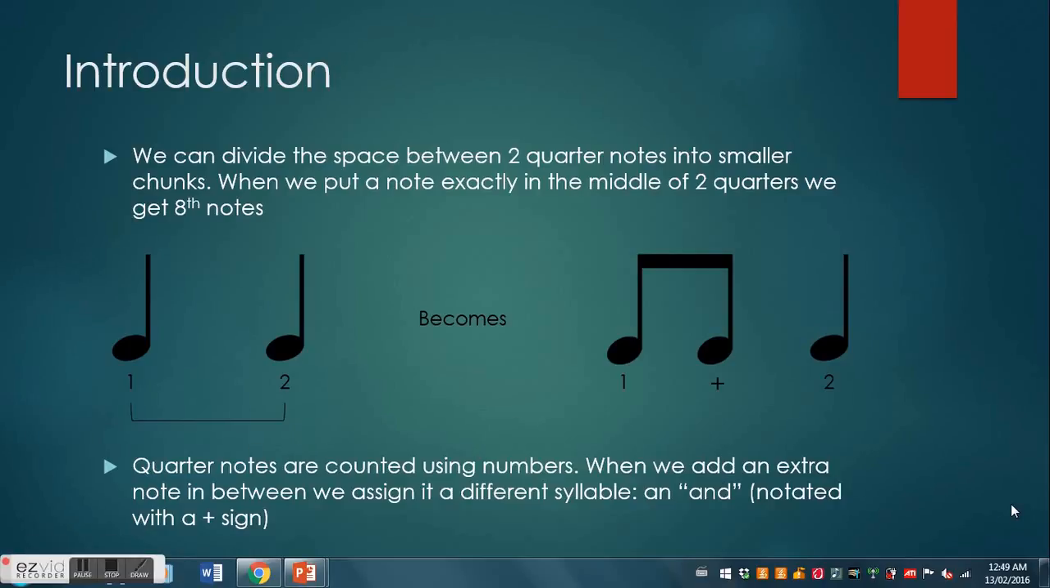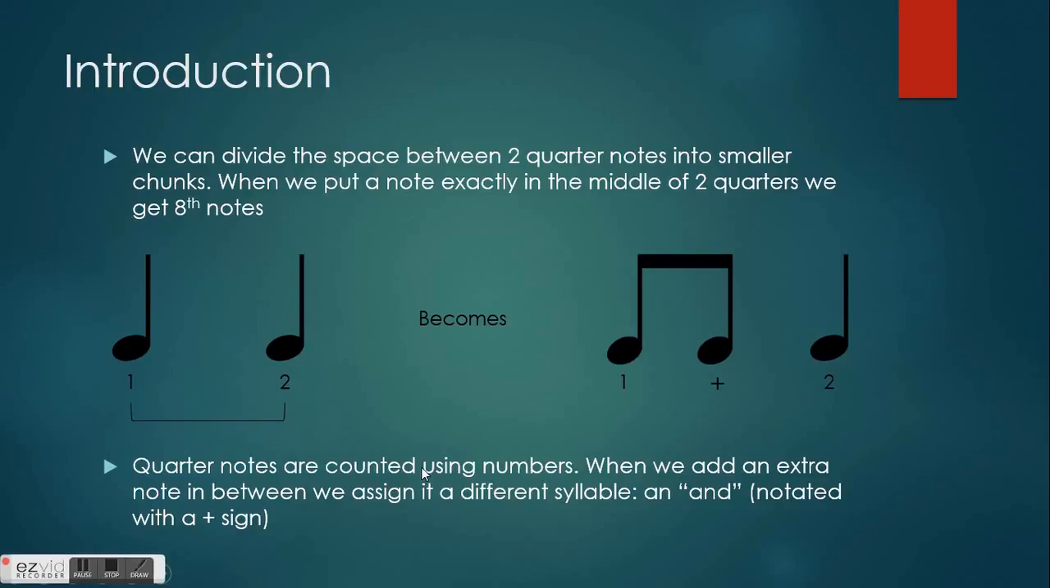So, if you remember, we count quarters using numbers. So 1, 2, 3, 4, 1, 2, 3, 4, and so on. But what we can do is split the difference between two notes. So here we have this space between 1 and 2. If we put a note right in the middle, we get this.